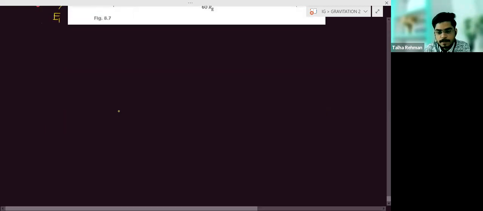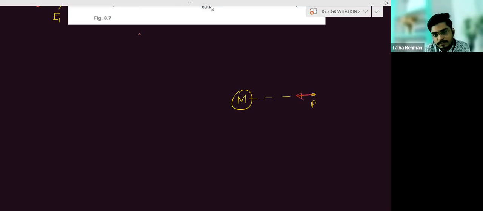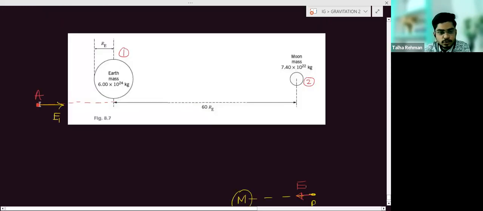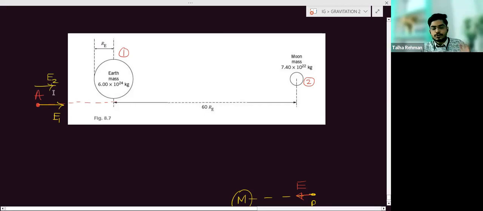If there is a mass m, and suppose this is a point P, at this point P the direction of the gravitational field will be towards the mass. Keep in mind this point. So due to Earth at point A, the direction of the gravitational field strength will be towards the Earth. Due to the Moon also, E2 will be in the same direction, so E1 and E2 will add up.